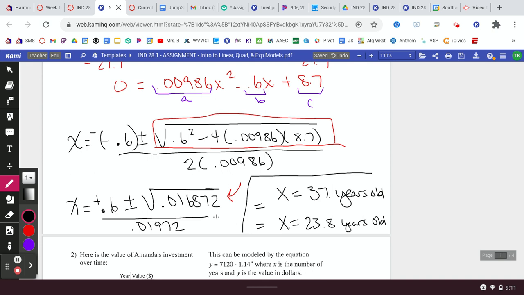All right, any questions on that? All right, go ahead and work through the rest of the packet for tomorrow, and then we'll go over it tomorrow.